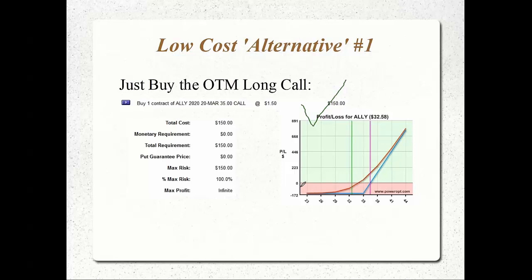The stock falls, we lose $150 at expiration. If the stock moves up, we can make infinite profit in that case. Bullish strategy, same as the married put. Stock at 35 or below, that's the max loss. Above the break even in this case, all the way at expiration to March, at 36.50, we have a profit and then beyond.